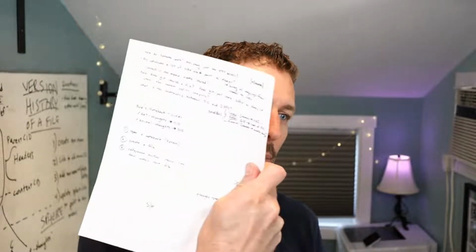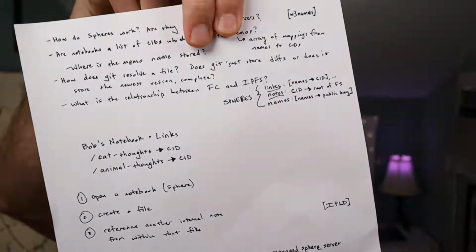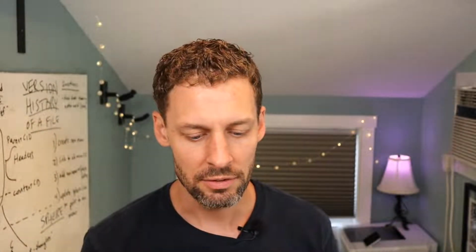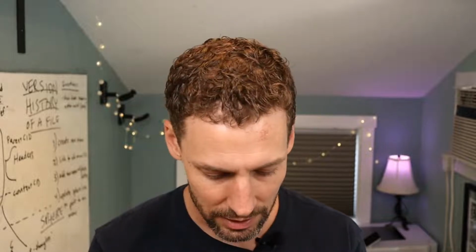On this sheet of paper where I was doodling about spheres and that kind of stuff, I actually have the question, what's the relationship between FC, which in this case is Filecoin, and IPFS? I realized as I was digging into it that I don't fully understand that. So I need to do some digging to understand it better, but good question. It sounds like we're in the same headspace on that. All right, let's jump back in.